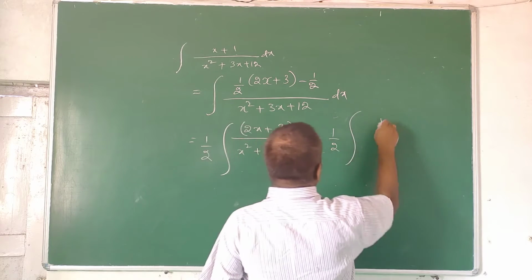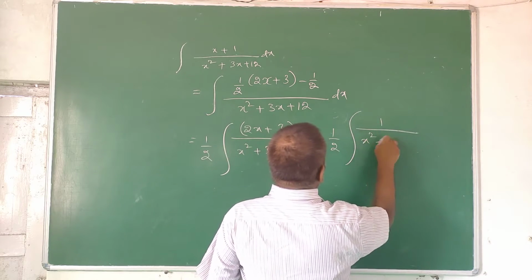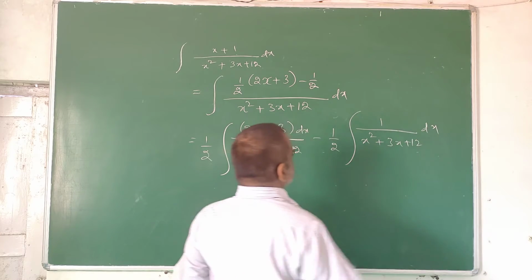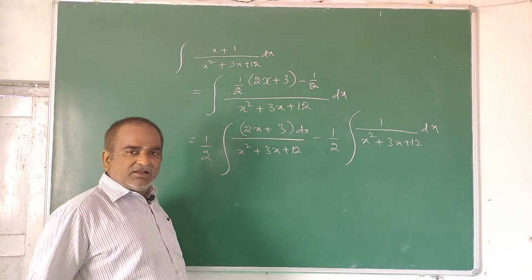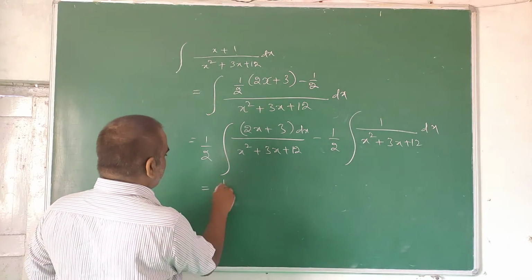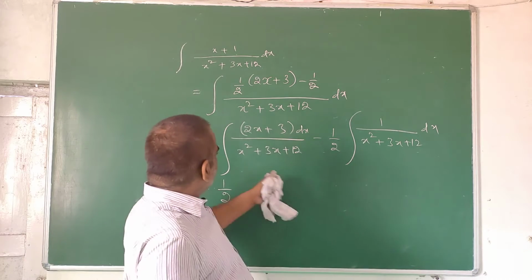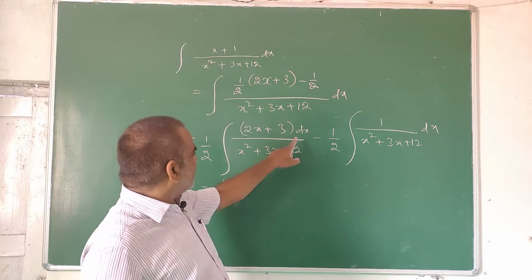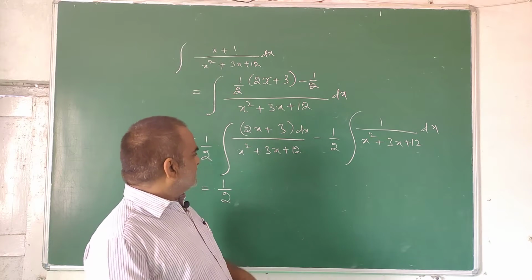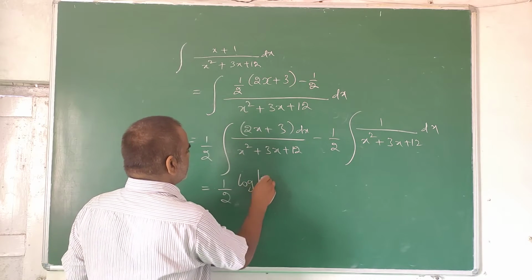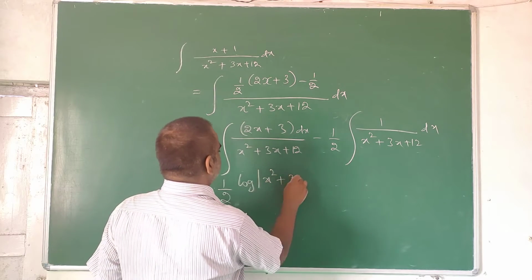Integral 1 by x square plus 3x plus 12 dx. Right. Now this is equal to 1 by 2 into, see, this is in the form of f dash x by f of x dx, isn't it? So it is log mod f of x. So log mod x square plus 3x plus 12.